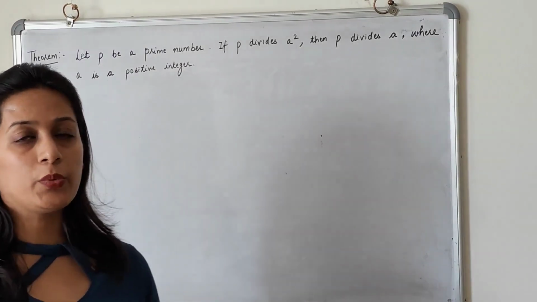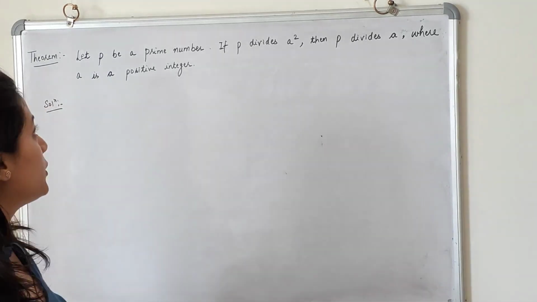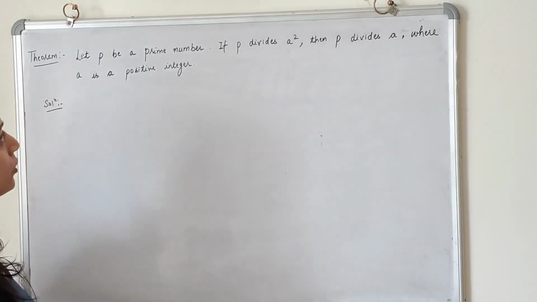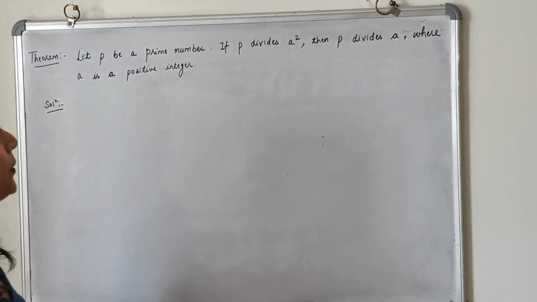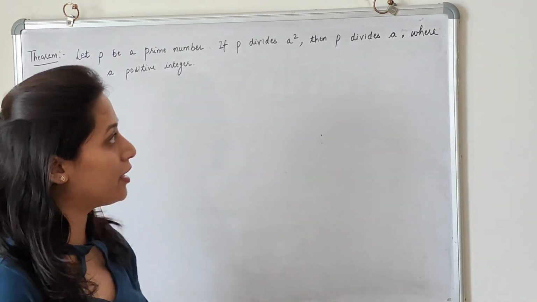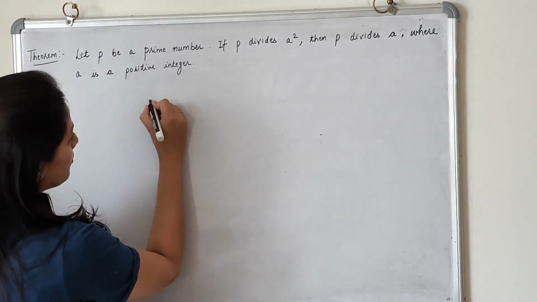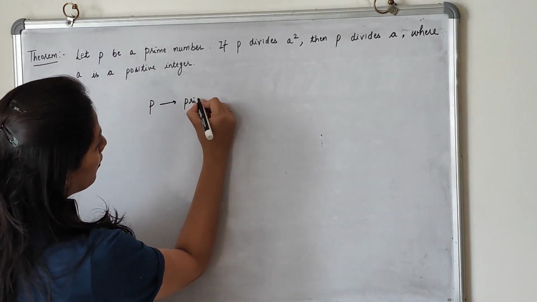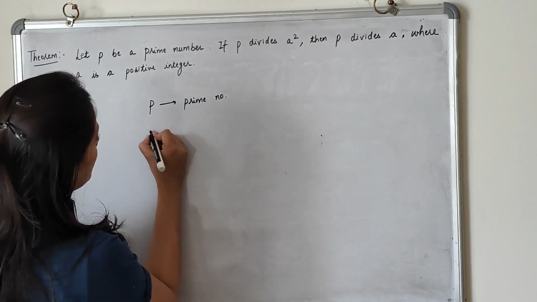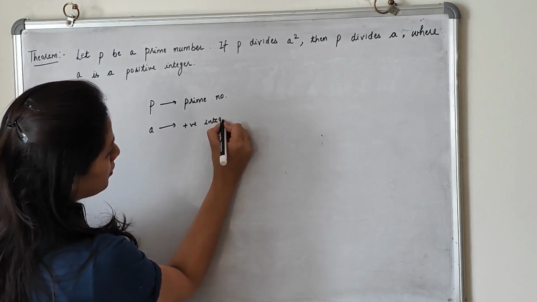Today we are going to start with exercise 1.2 examples. But before starting with examples, let's understand this theorem. What it says: let P be a prime number. If P divides A square, then P divides A, where A is a positive integer. What it says, P is a prime number and A is any positive integer.